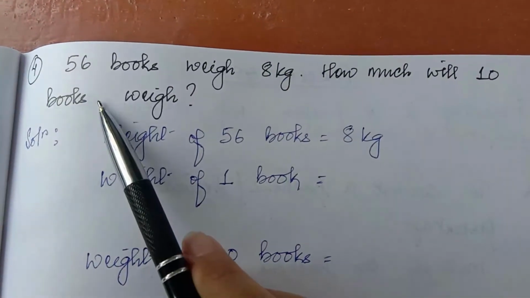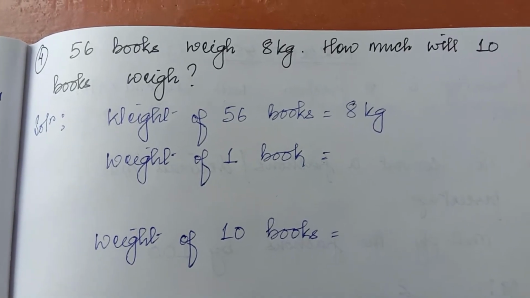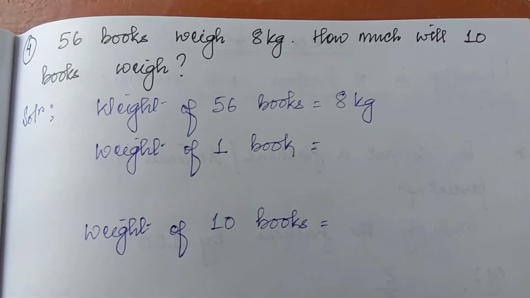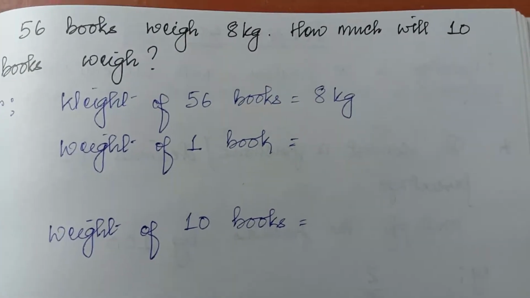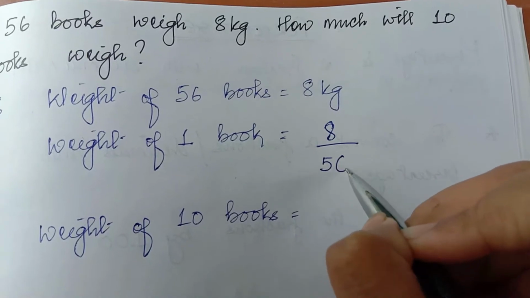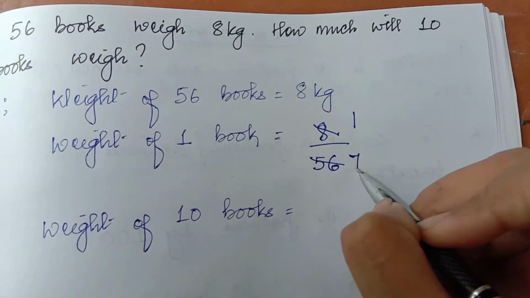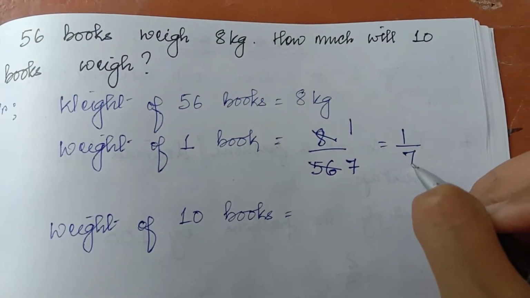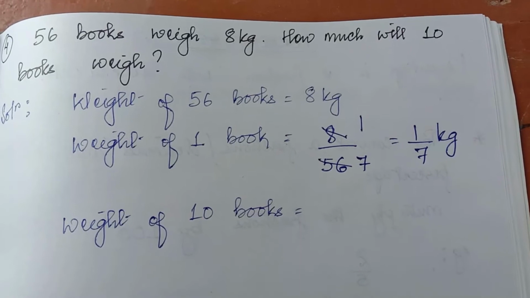Now number 4 is, 56 books weigh 8 kg. Means if you weigh 56 books, its weight is 8 kg. Then we will find the weight of one book. To find the weight of one book, this weight 8 kg will be divided by number of books 56. 8 ones are 8, 8 sevens are 56. So 1 by 7 kg. That means the weight of one book is 1 by 7 kg.